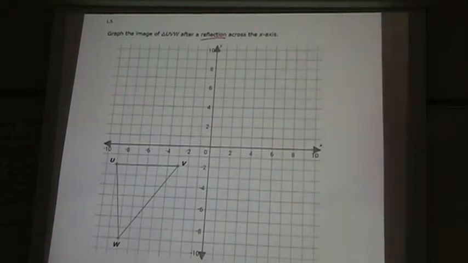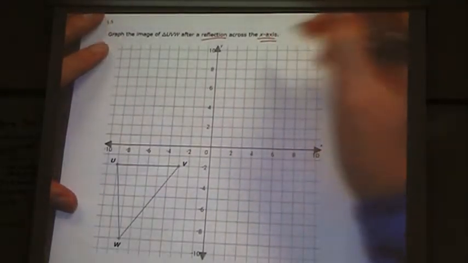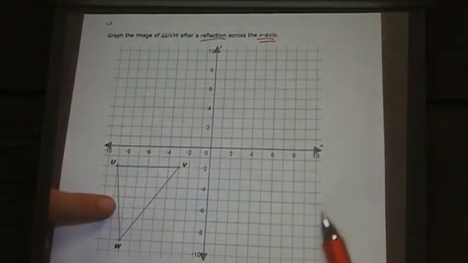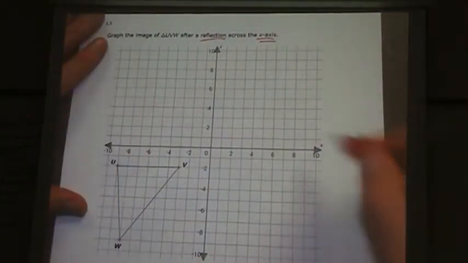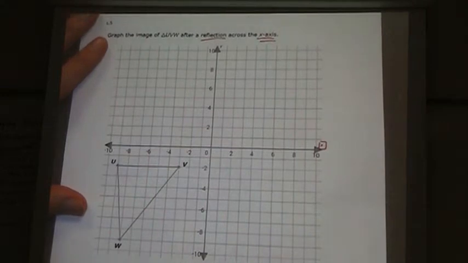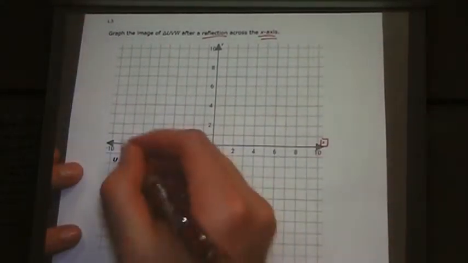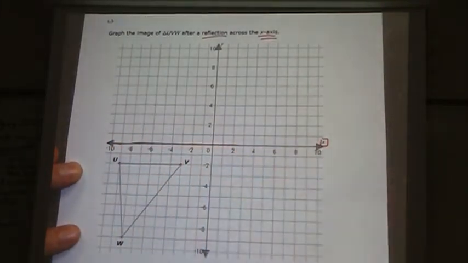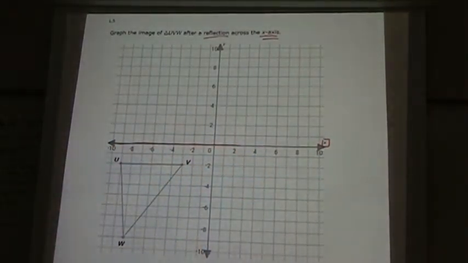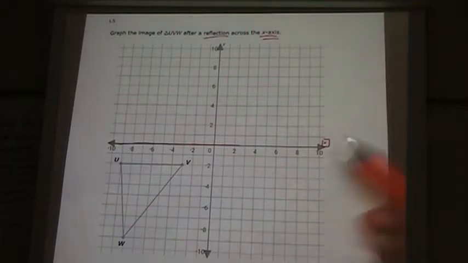Remember yesterday we talked about a line of reflection? So we're going to identify the line of reflection. We're going to reflect this triangle over the x-axis. You'll notice the x-axis has a little x by it, and it moves left and right. So this is my x-axis, okay? That's my line of reflection.